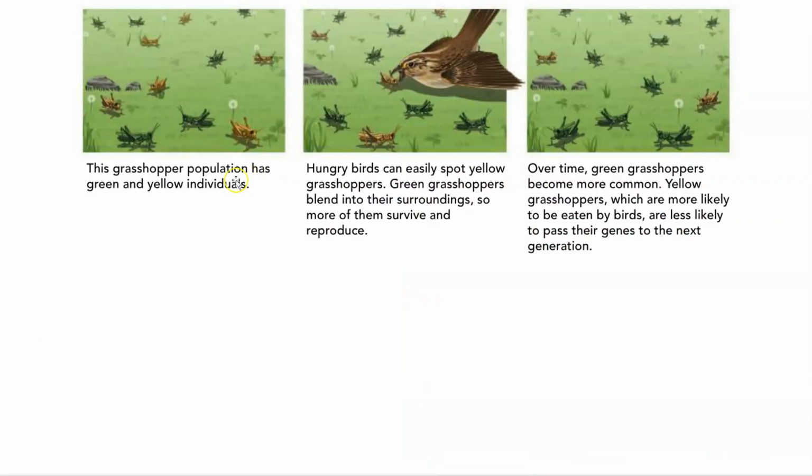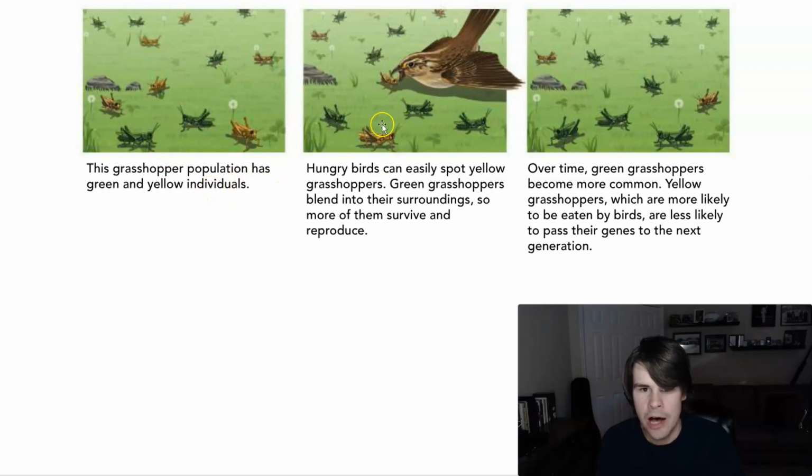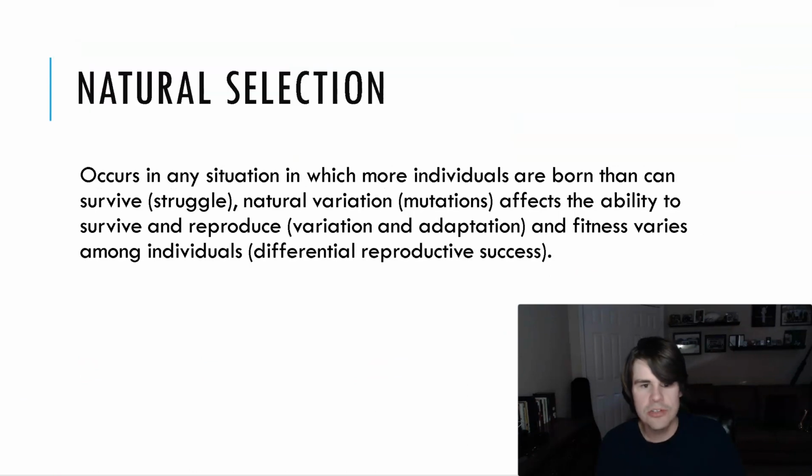So natural selection kind of works like this. You have green and yellow grasshoppers. Hungry birds in this environment can see the brown ones way more. So the brown ones have a lower fitness level than the green ones. And so therefore, over time, green grasshoppers become more common. This is what's happening over time. So natural selection occurs in any situation in which more individuals are born than can survive.